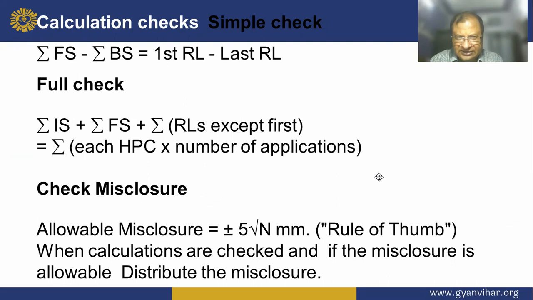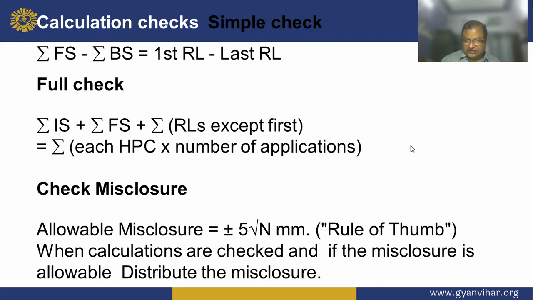Sigma intermediate sight plus sigma foresight plus sigma RLs except first. Check misclosure. Allowable misclosure is plus or minus root n in brackets, in mm. Rule of thumb. This is a thumb rule.